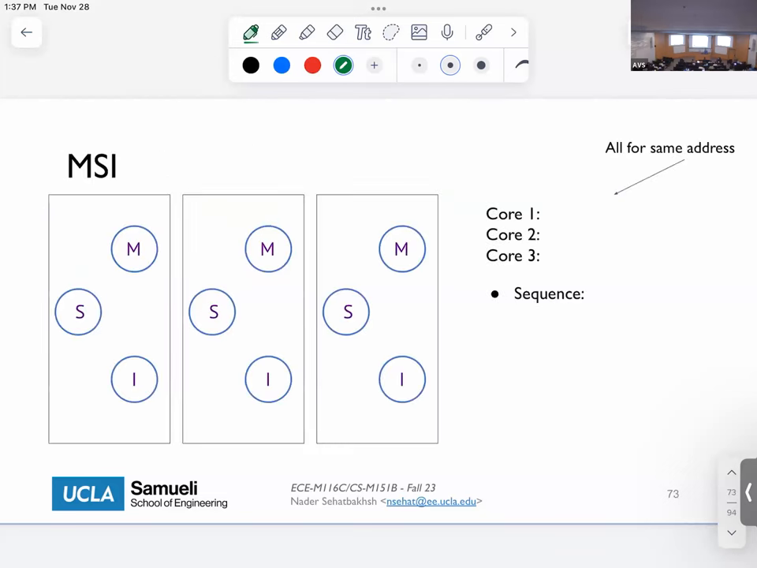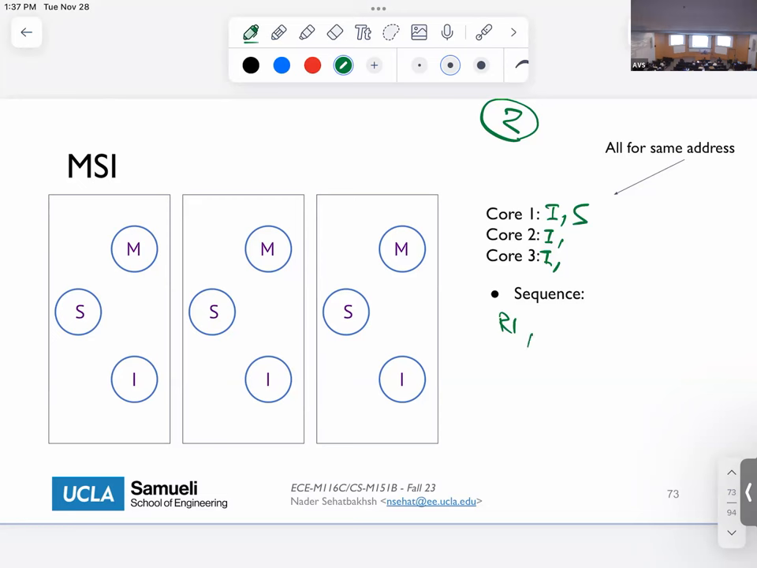So let's see the same thing that we had before. This time I have MSI, and again, this is happening for all the lines. I'm just showing it for line Z. Initially, let's say all of them are in I. Let's say we want to do R1. What happens at this point is that core number one wants to read. Everybody else is in the I state. What changed now is that instead of going to the M state, I go to the S state. The reason for this is that I want to read a clean copy. Nobody else has it. So instead of going to the modified state, now I go to the S state.